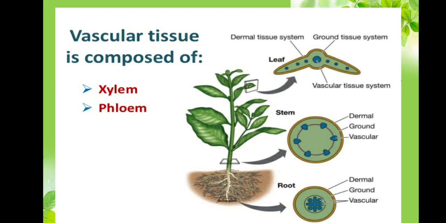Now we'll see the complex permanent tissues. Complex tissues are made of more than one type of cells that work together as a unit, so they are known as complex tissues. These complex tissues are nothing but xylem and phloem. Xylem is a conducting tissue which conducts water and mineral nutrients upward from root to leaves. Phloem is a complex tissue and consists of many components, and they transport food materials.